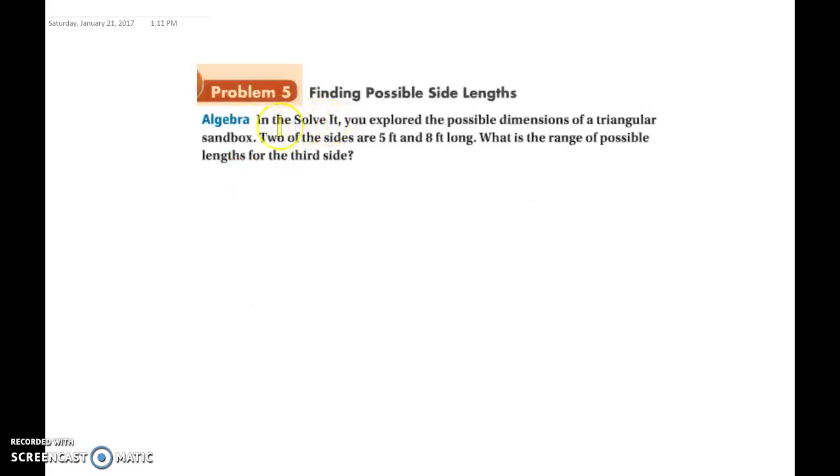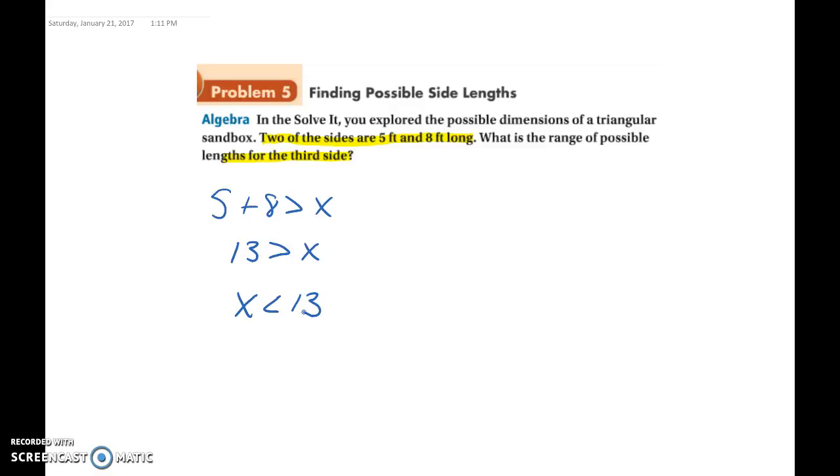Disregard this in the solve it part, but the question is: two of the sides are 5 feet and 8 feet long. What is the range of the possible lengths of the third side? Remember, our two smallest numbers have to add up to be greater than the remaining larger one. In this case, our missing side could very well be our largest side. So we say that 5 plus 8 has to be greater than x. 5 plus 8 is 13, so 13 has to be greater than x, or x has to be less than 13. If that's our largest side and it's greater than 13, then we can't form a triangle.